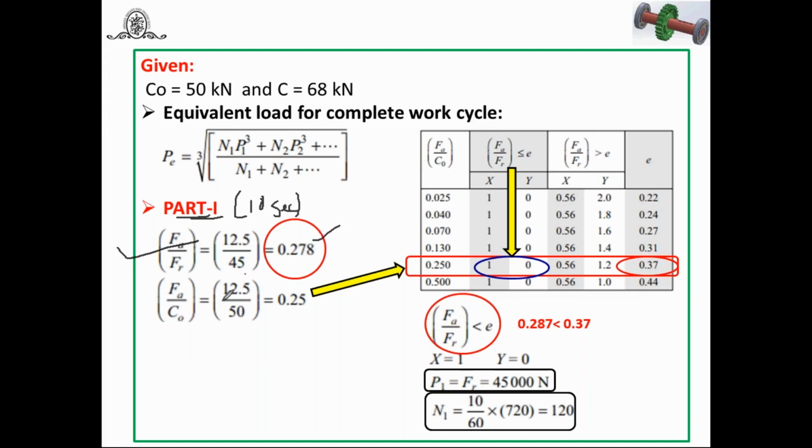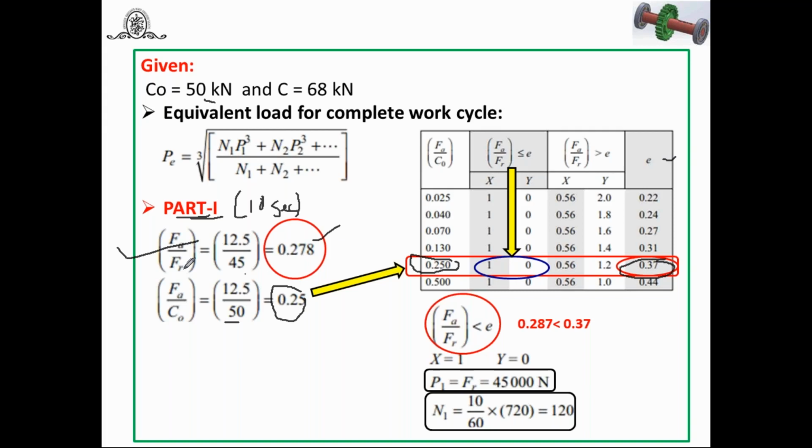Then Fa by C0: Fa is 12.5, and C0 is equal to 50 kilonewton. Once you have Fa by C0, you have to refer to this table. I have already told you what to do. Fa by C0 is 0.25. In the first column it is given 0.25, so you can select this row. Again, second thing: in this row, at the last column, you know the e. The e is equal to 0.37.